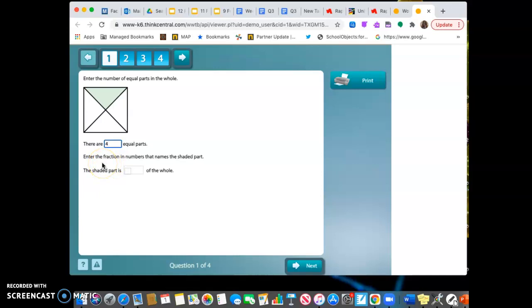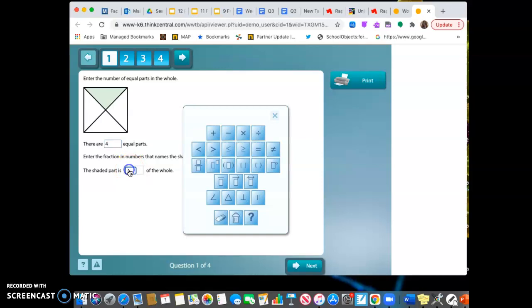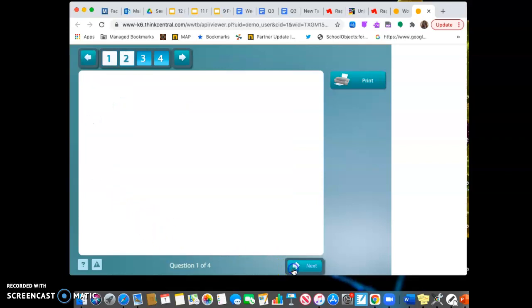All right. Now, what part is the shaded part of the whole? So if there's 4 equal parts, how many parts are shaded? 1 part is shaded. So that fraction is 1/4 of the whole. Agreed? Okay, next.